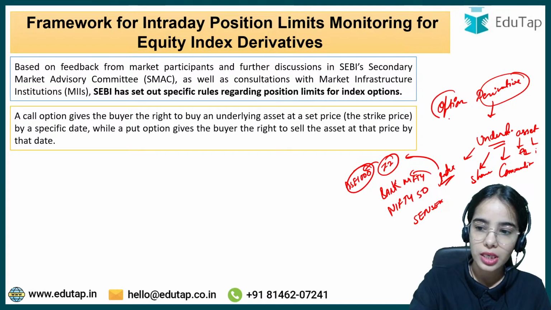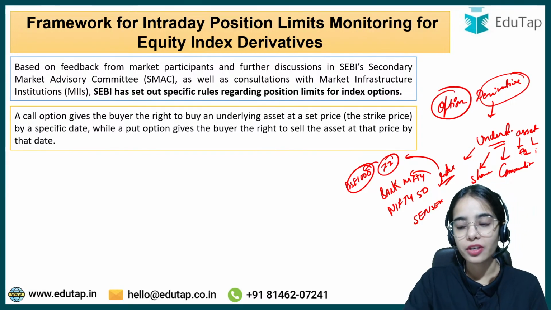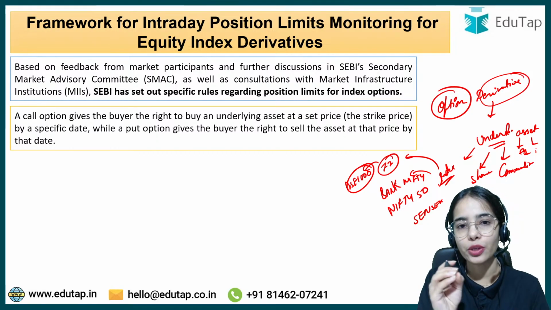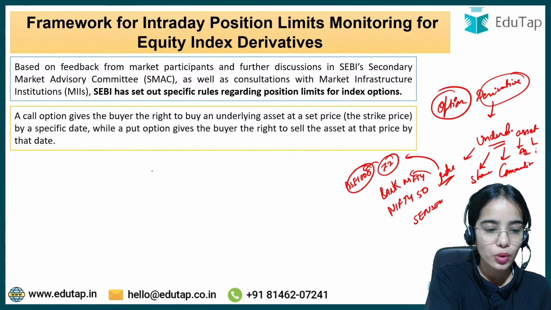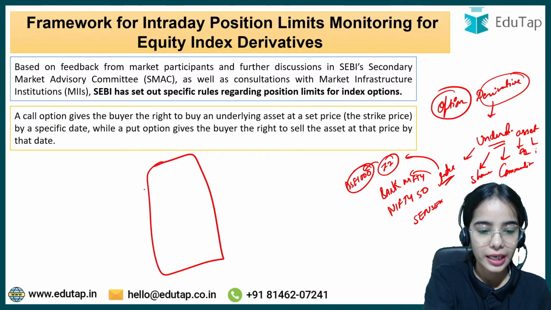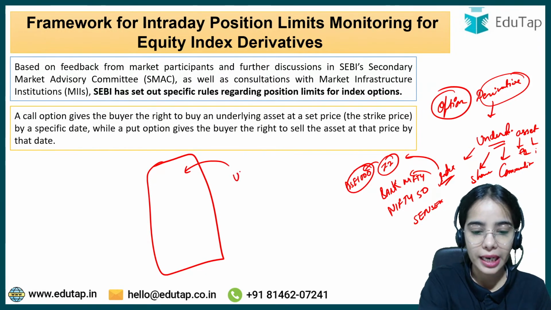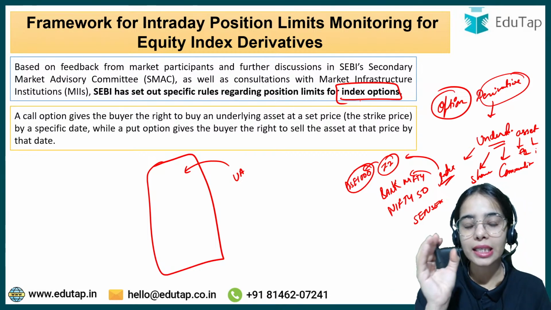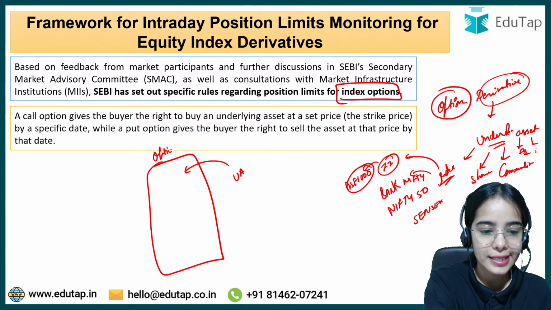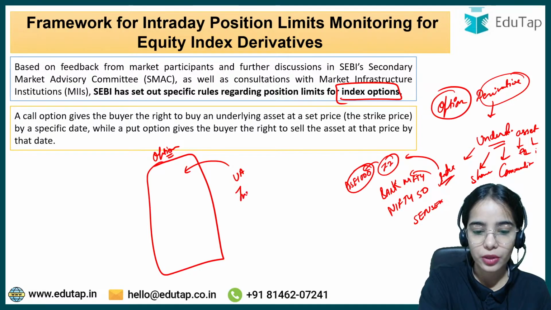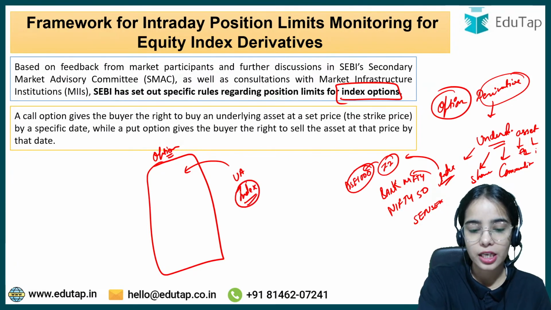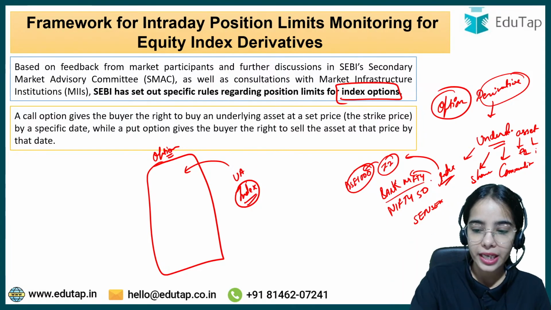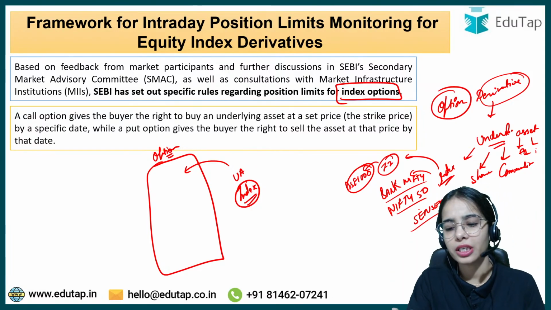So options, now what is an option? An option is a derivative that is deriving its value from some underlying asset. It is a contract that is getting its value from some underlying asset. Now here we are talking about index options. So you can understand that this option is getting its value from the index value. The underlying asset is the index. It can be any of the indices, Bank Nifty, Nifty 50 or such.